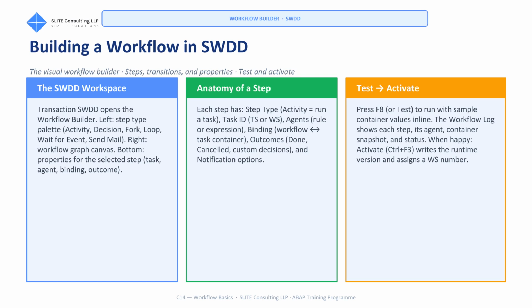When the design is good, activate with Ctrl plus F3. This writes a runtime version and assigns a WS number. Every change requires reactivation for new workflow instances to use the updated definition. Existing running instances continue with the version they started on.